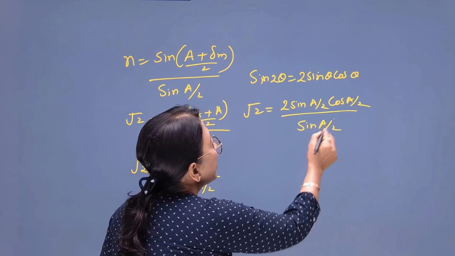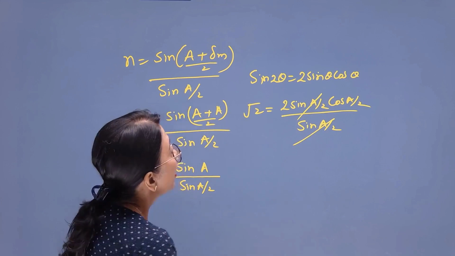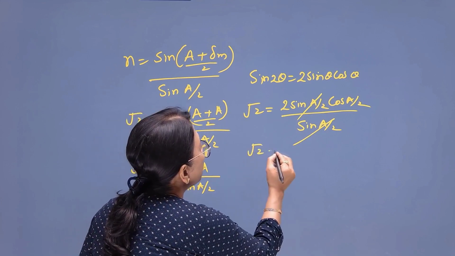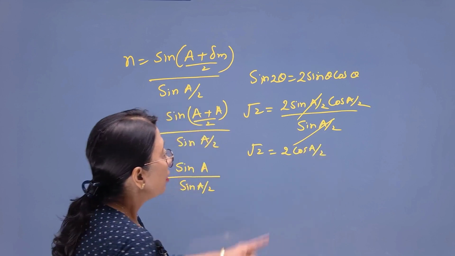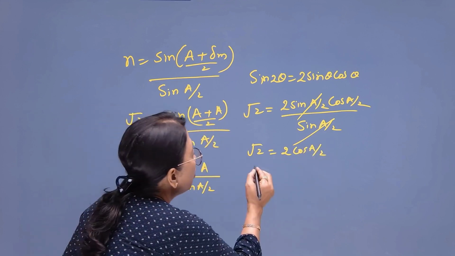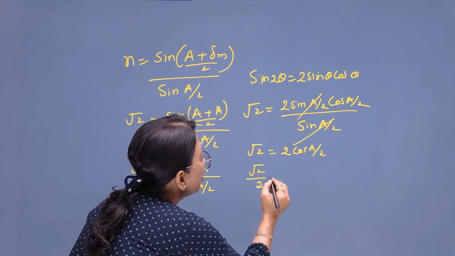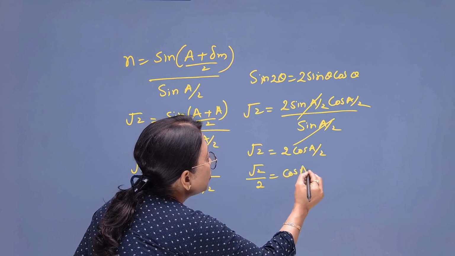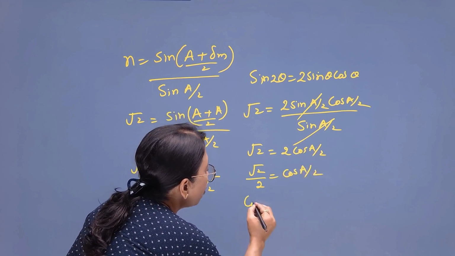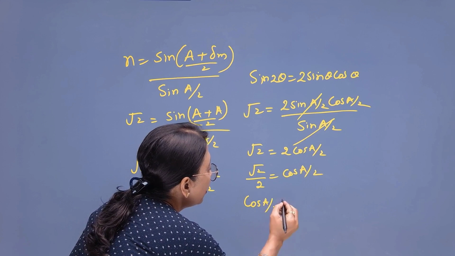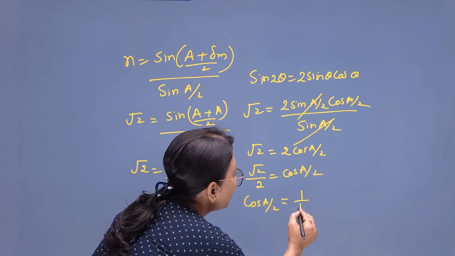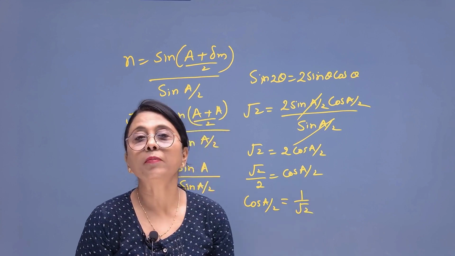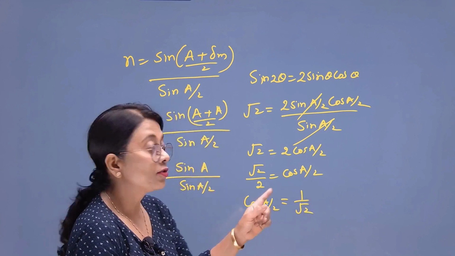What goes? Sin A by 2, sin A by 2 goes. And you are going to get √2 is equal to 2 cos A by 2. This 2 will come down. It will come out as √2 by 2 is equal to cos A by 2. So we are getting the value cos A by 2 की value आ रही है. How much? √2 by 2 is 1 by √2. And what is 1 by √2? All of you know that is cos 45.